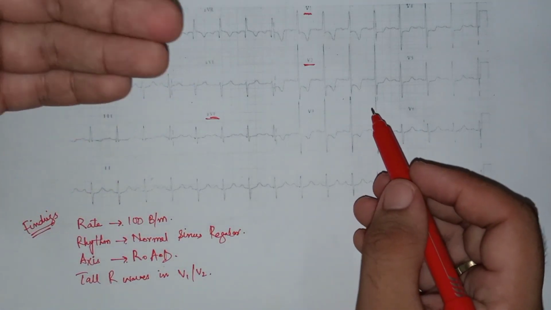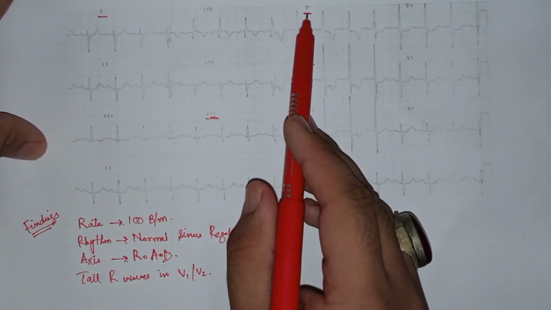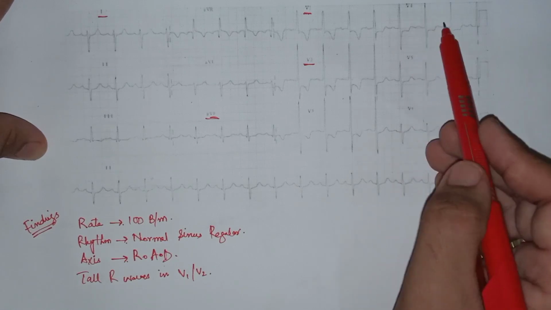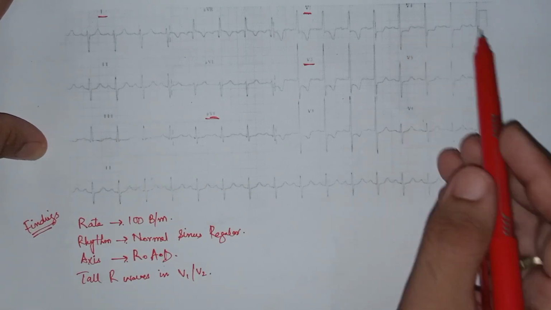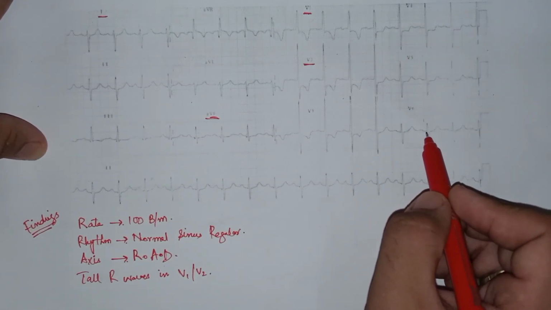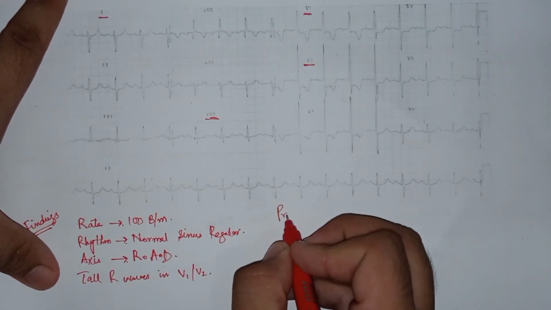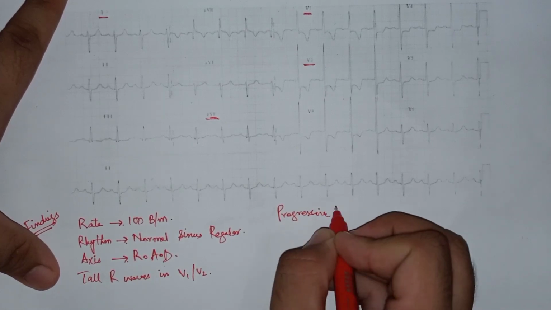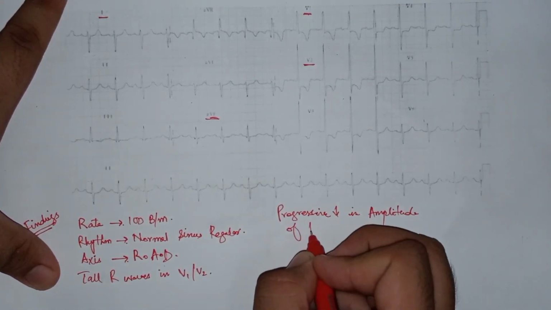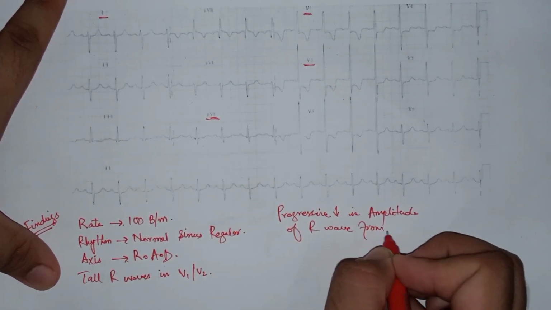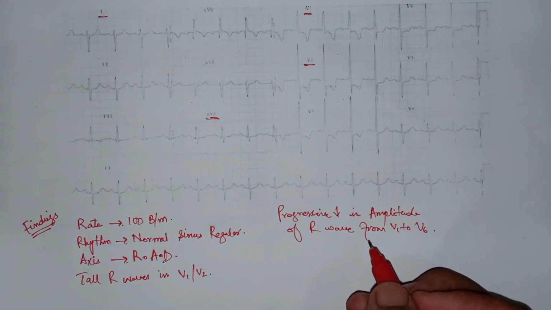Then look at the progressive decrease in the amplitude of the R wave as we move from V1 to V6. Look at V4, there is high amplitude of the R wave, but in V5 there is less amplitude as compared to V4. And then in V6 there is a further decrease in the amplitude of the R wave. So there is decreased amplitude of the R wave from V1 to V6.